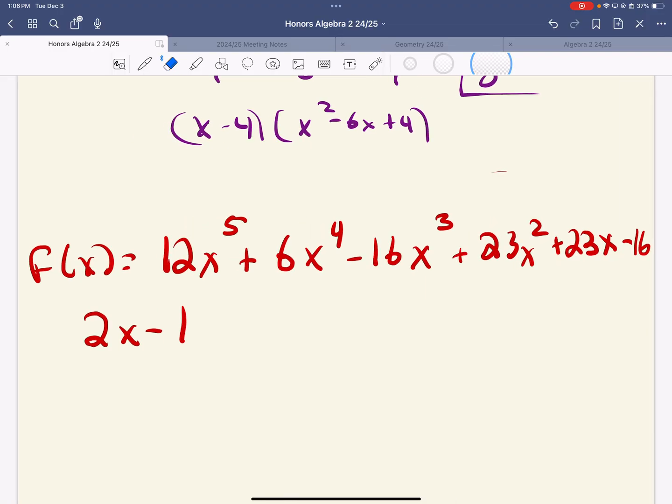Last one. So now we've got 12x to the 5th plus 6x to the 4th minus 16x to the 3rd plus 23x squared plus 23x minus 16. I want to know if 2x minus 1 is a factor. Remember how do we find what we put inside that box? Set it equal to 0 and solve.